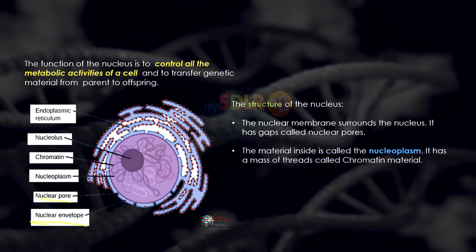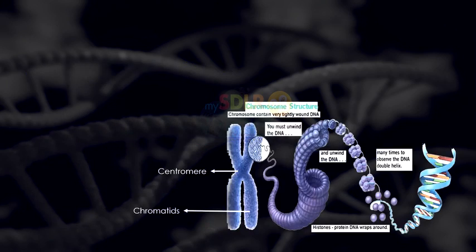The material inside the nucleus is called the nucleoplasm, and within the nucleoplasm, there is also a mass of threads that we refer to as chromatin material. This chromatin material, when separated, can show the presence of chromosomes. Lastly, within the nucleus, we may find one or more nucleoli, and these nucleoli store RNA.